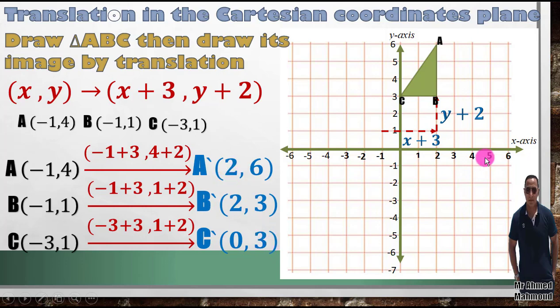So A' equals (2, 6): 2 and go up to 6. This is A'. B' is (2, 3), here. This is B'. Finally C' is (0, 3). Now I have explained this by two different ways, but I'm going to depend on the way which adds to x and adds to y, and this is the easier way for you. The first way is just an introduction to the meaning of translation. Now let's solve the first question.